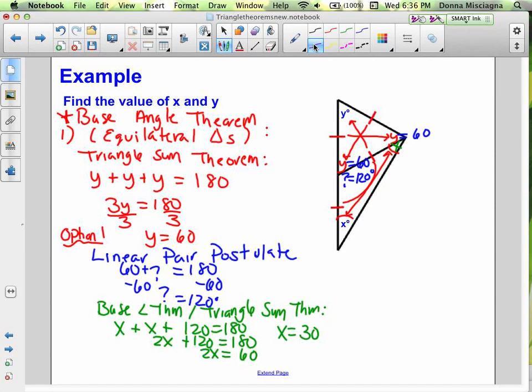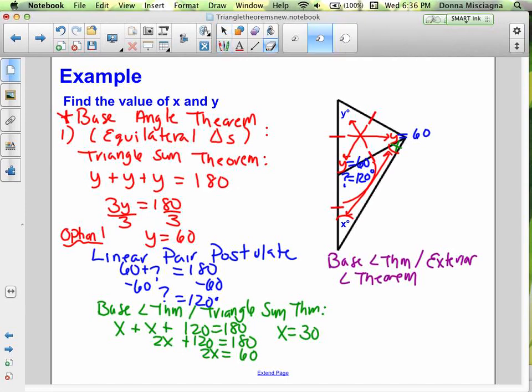Not linear pair, not base angle theorem, not triangle sum theorem, but, well, actually a little bit of base angle theorem. I lied about that. So base angle theorem, yes, but not triangle sum and not linear pair, but instead exterior angle theorem. And we can do this instead of having to solve for the angle we weren't asked to find. We can just solve for x. All right? And to make it easier, I'm going to erase all our work, all our hard work. Well, I can leave the one triangle up, but I'm going to erase this stuff.